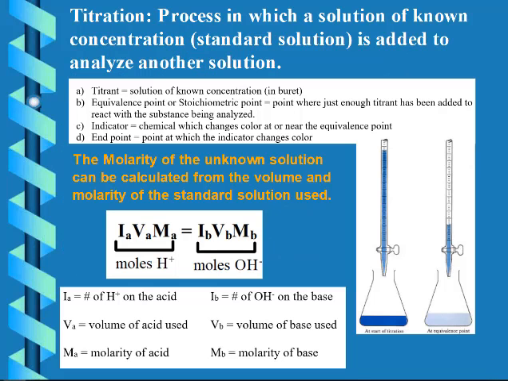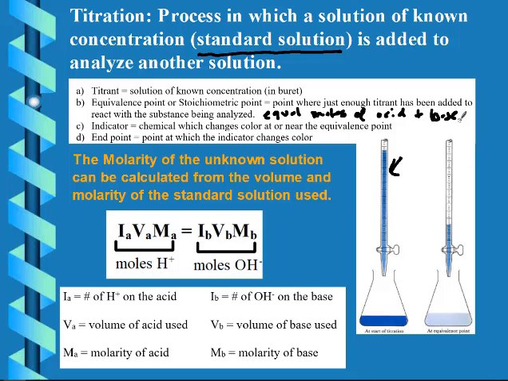So titration is a process in which a solution of known concentration, the known concentration is our standard solution, is added to analyze another solution that we don't know the concentration of. So some vocab words, we have a titrant, which is the solution of known concentration. We're generally going to put that in the burette. The equivalence point or stoichiometric point is when just enough titrant has been added to react with the substance being analyzed. So at this point, we should have equal moles of acid and base.